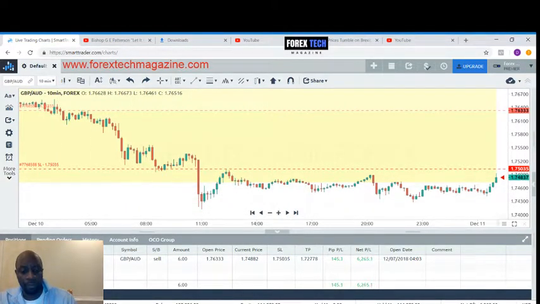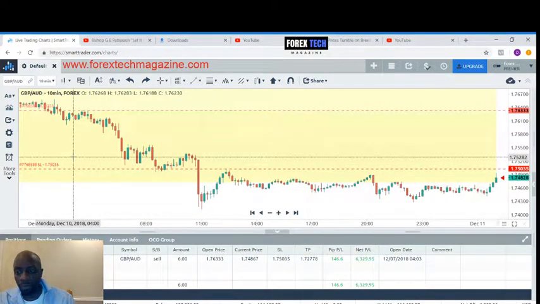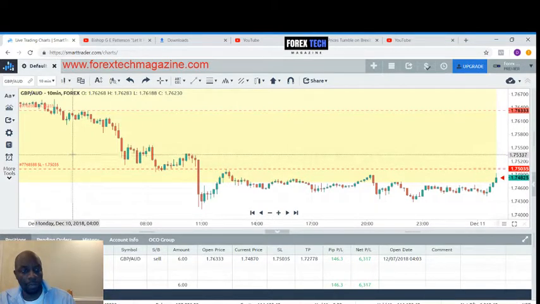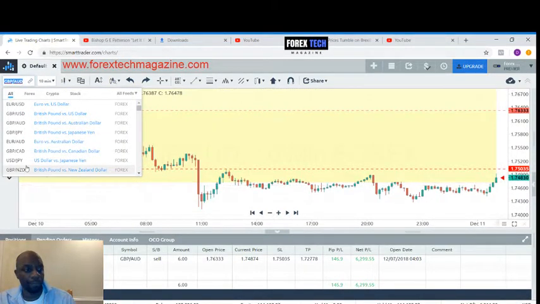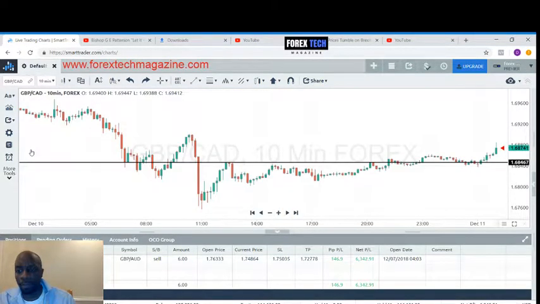While we're waiting for this to kind of figure itself out, let's roll over and look at some other currency pairs and see if we see anything that looks good for the trading day. Okay. Great Britain pound, Canadian dollar. Let's see what we got going on here.